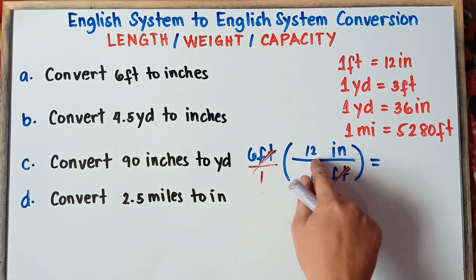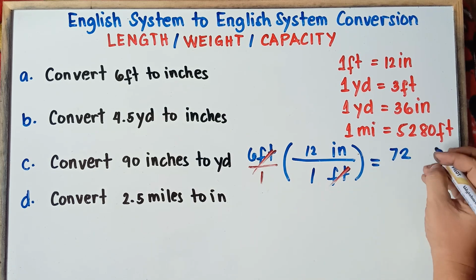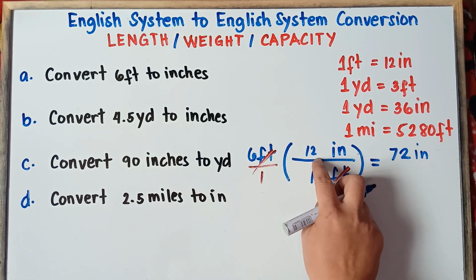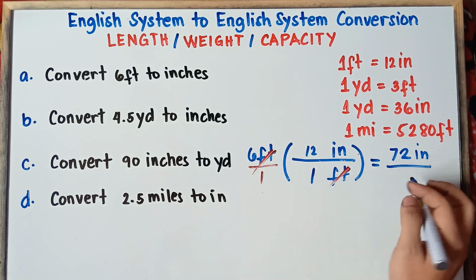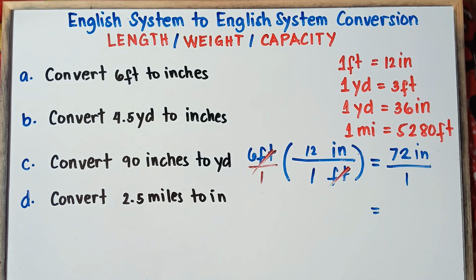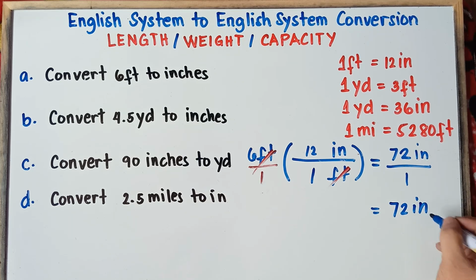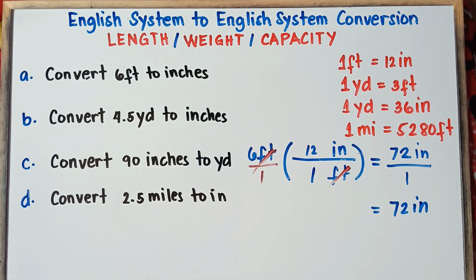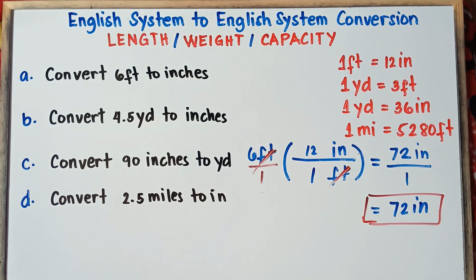So 6 times 12, that would be 72. Do not forget the units, inches. So 6 times 12, 72, and then copy the units, inches. Denominator, 1 times 1 is 1. So 72 inches divided by 1, the answer is 72. Copy the units, inches. That's it, class. That's the answer for letter A. Easy, right, for letter A? So that's the thing, class, that you will do.